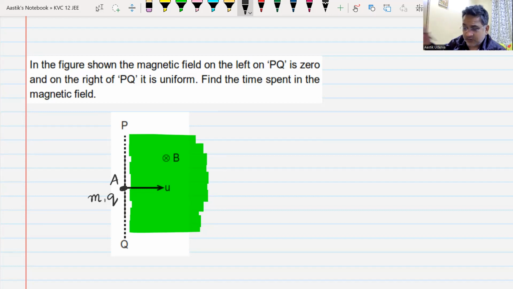Remember, only on the green side we have a magnetic field, whereas on the pink side there is nothing. There is zero, there is no magnetic field. How much time will the particle spend in the magnetic field? That is the question. Do you think you can solve this? You have adequate information to solve it?